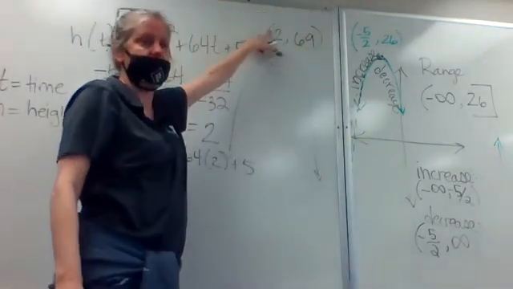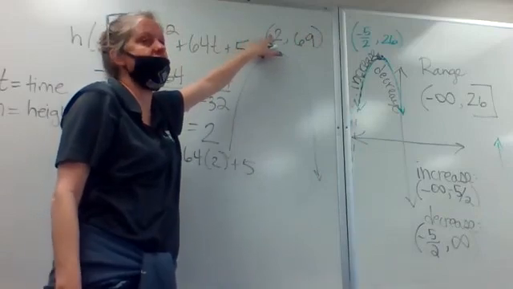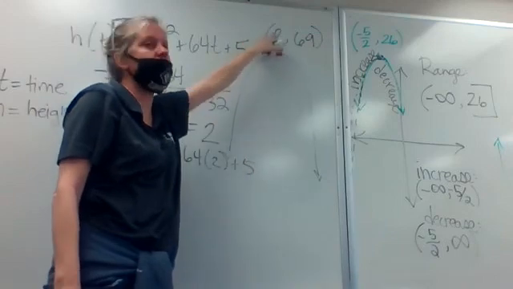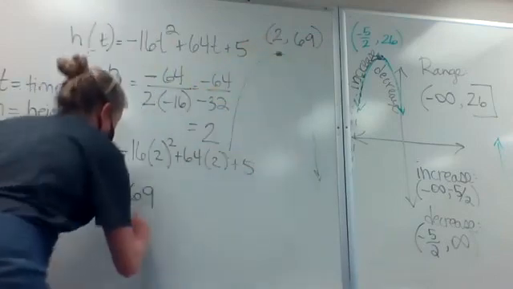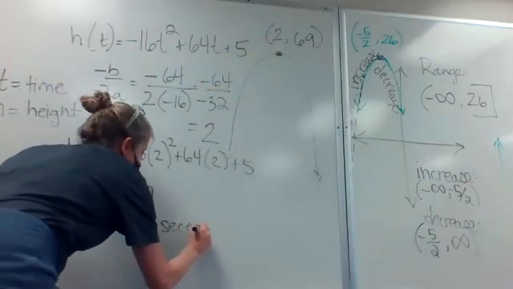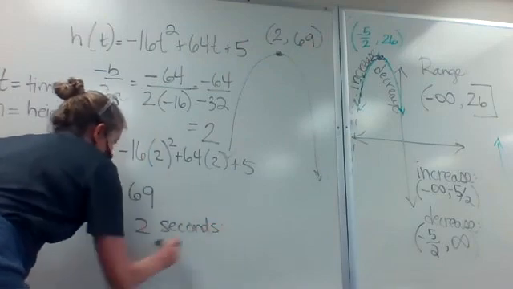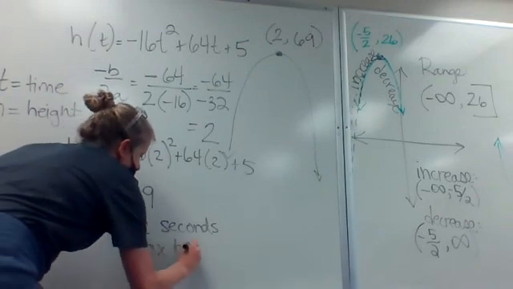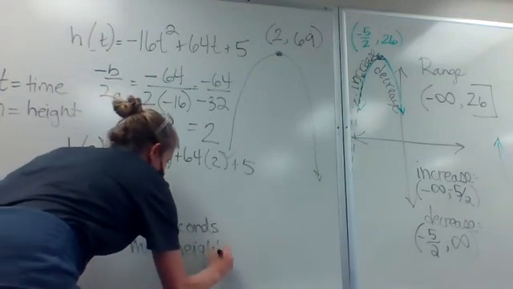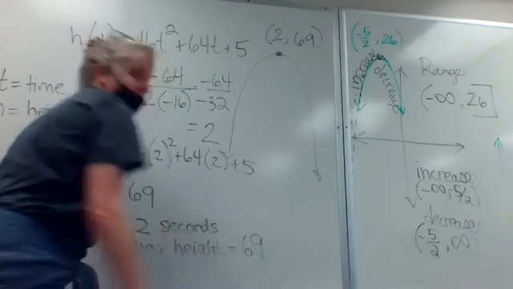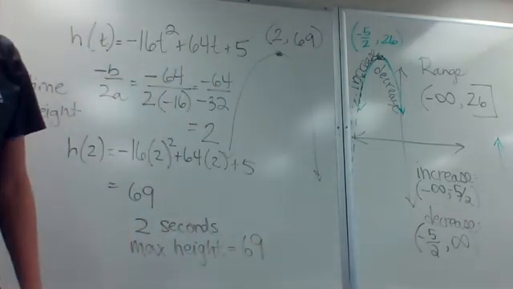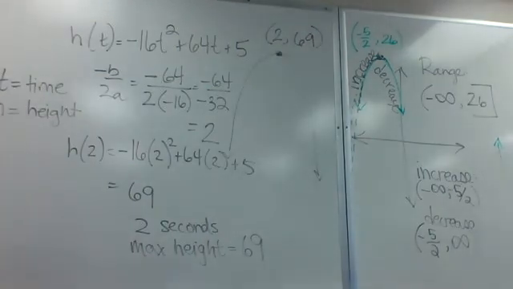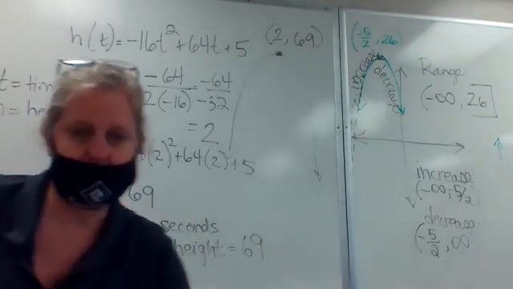The x, or the t in this case, is the time in seconds. So how long did it take to get here? 2 seconds. And what was the maximum height that it reached? Right. 69 was the maximum height that it reached. So it took 2 seconds, and it went up 69 feet. Okay.